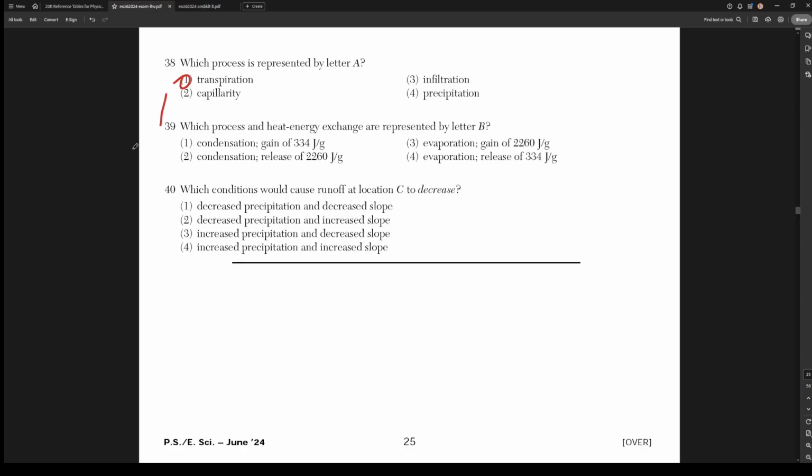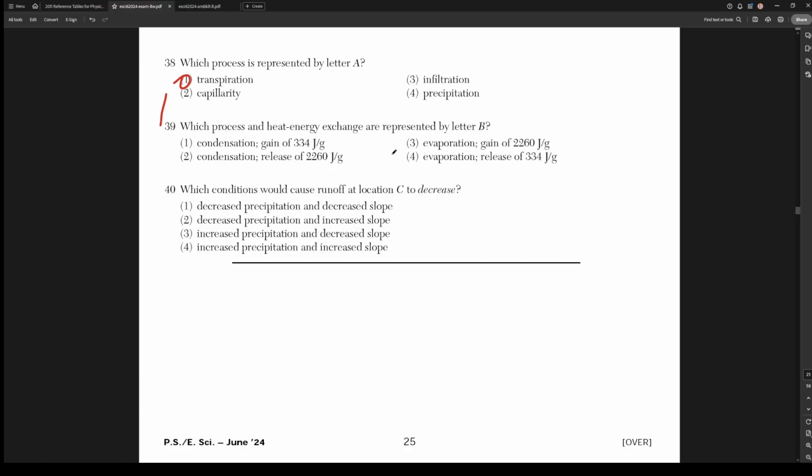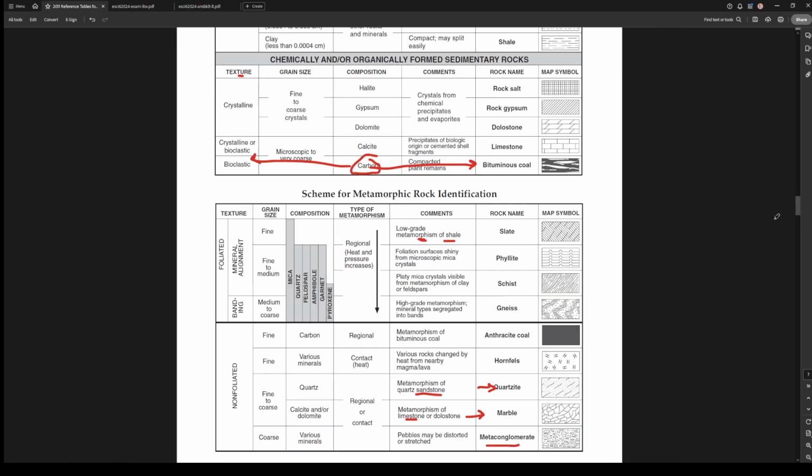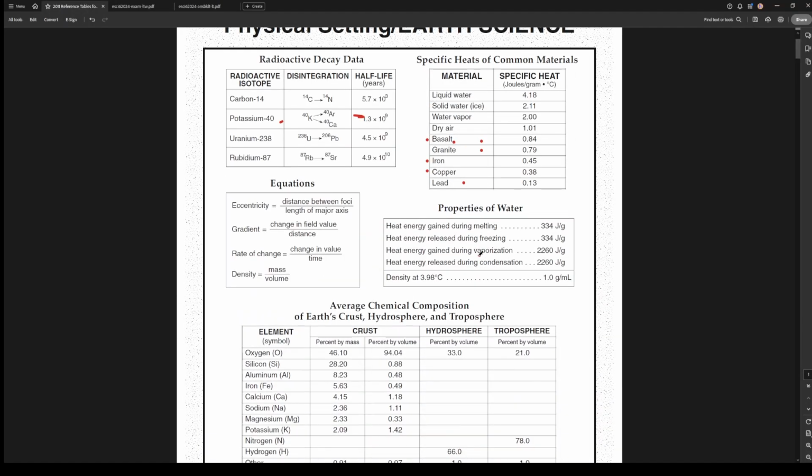Which process and heat energy exchange are represented by B? B is evaporation. So 1 and 2 are out. And then to get this number, we're just going to go on the reference table and look. Vaporization means evaporation, 2,260.